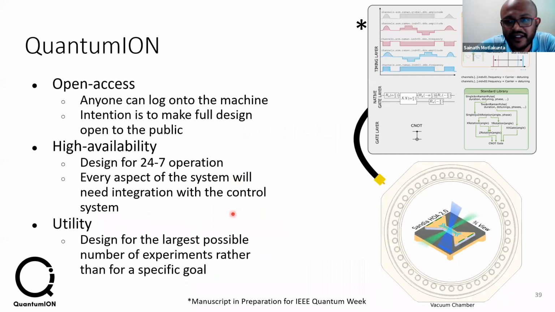Another thing before I end is the Quantum Ion that I would like to introduce. It's the open access trapped-ion system that our group is building in collaboration with Dr. Senko's group at IQC. The idea is to build a trapped-ion system that is operational 24/7 with every aspect automated. This gives theorists complete control to execute their quantum algorithms with trapped ions.